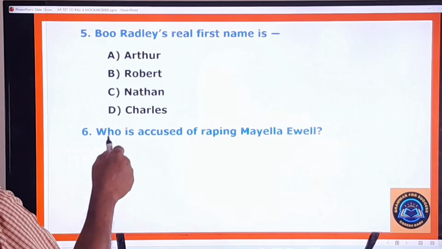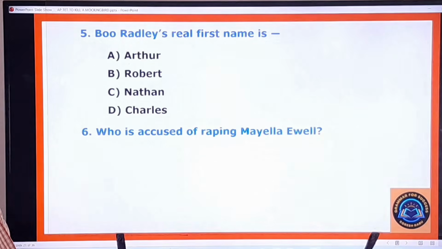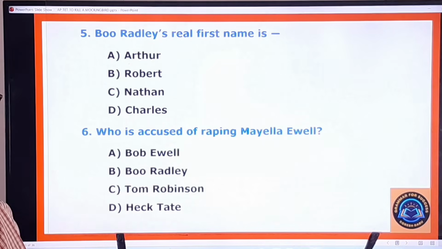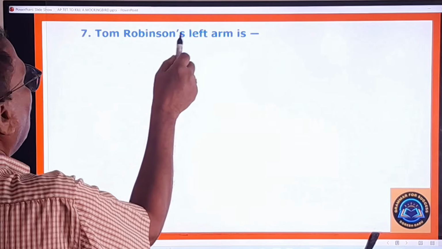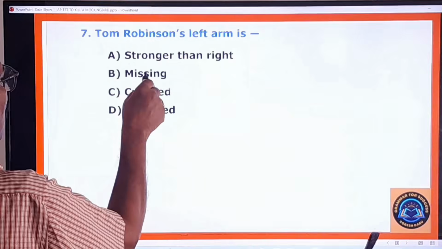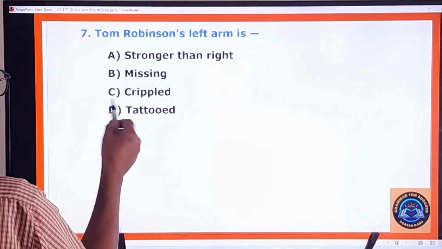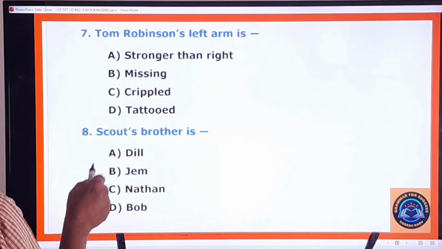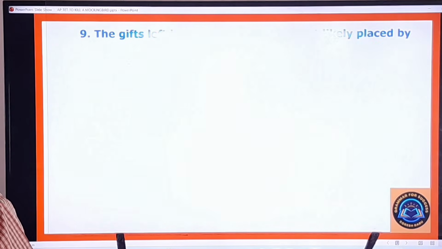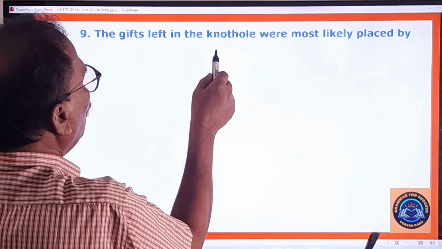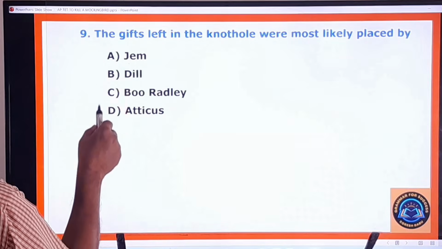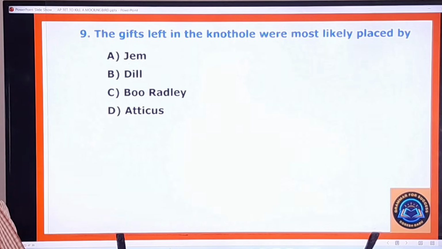Sixth question, who is accused of raping Mayella Ewell? Bob Ewell, Boo Radley, Tom Robinson, Heck Tate. Seventh question, Tom Robinson's left arm is stronger than right, missing, crippled, tattooed. Eighth question, Scout's brother is Dill, Jem, Nathan, Bob. Ninth question, the gifts left in the knothole were most likely placed by Jem, Dill, Boo Radley, Atticus.